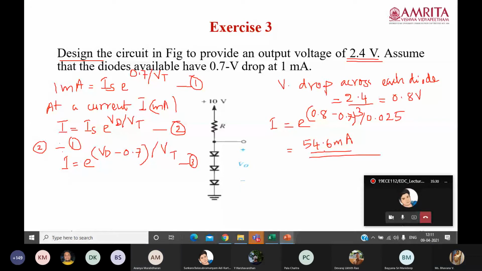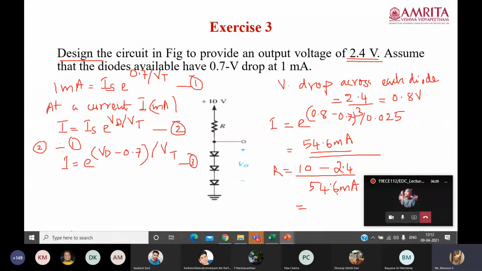Getting? Yes, ma'am. Now, if you know the current and the supply voltage, how will you find R? You know this potential, you know the drop across 3 diodes, you know the current flowing through the diode. 10 minus V naught by I. Will you take V naught as 0.8 or 2.4? Ma'am will take 2.4. Yes, 2.4 divided by the current, 54.6 milliamps. So calculate and give me the answer.